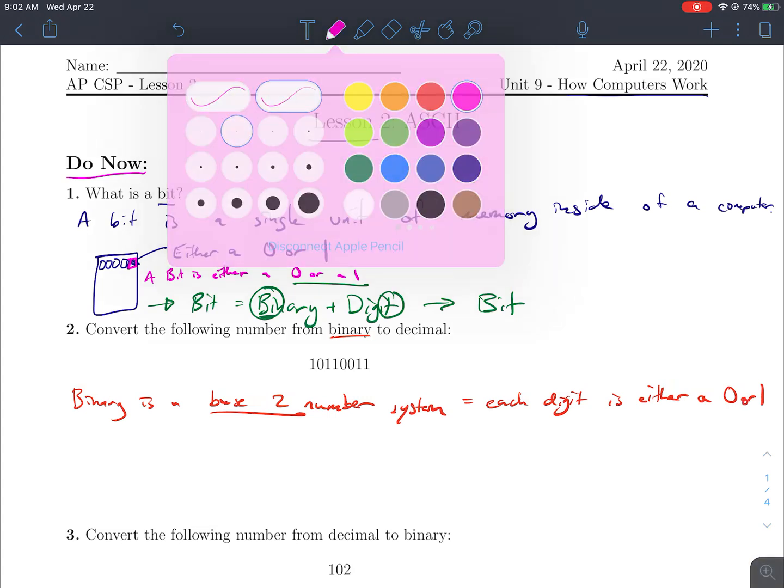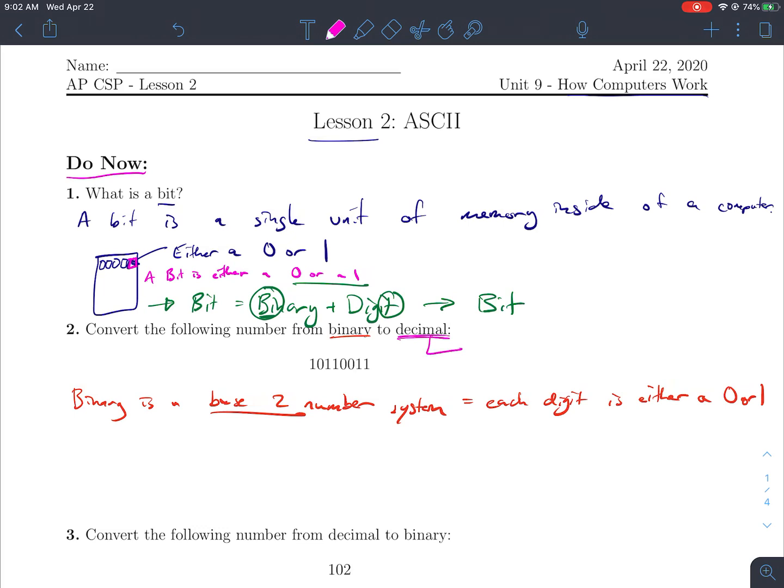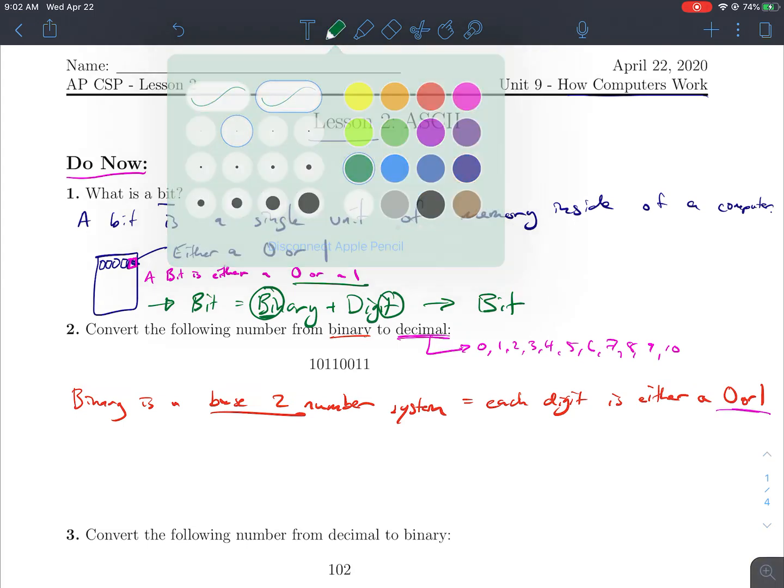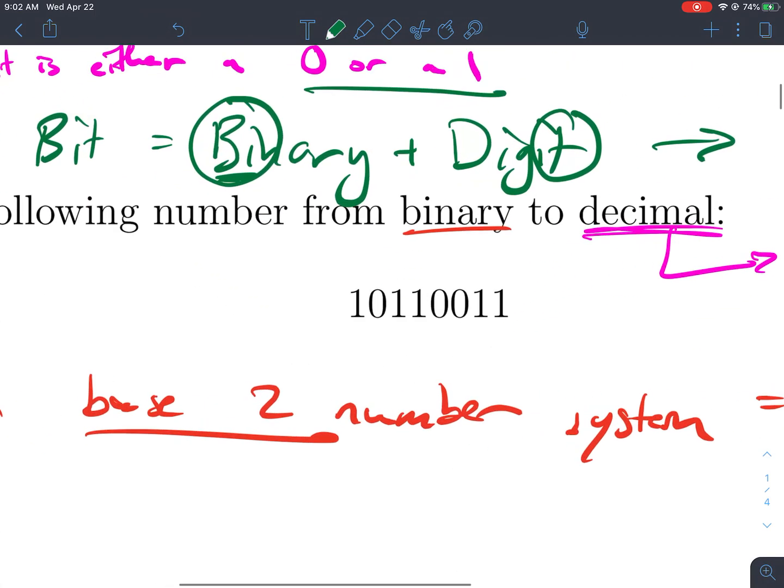Unlike decimal, you have 10 choices for each digit. You have 0, 1, 2, 3, 4, 5, 6, 7, 8, 9, and then you run out of digits, right? So you have to go on to two places with 1, 0, which is 10. Here we only have the symbols 0 and 1. All right, so getting back to binary, let's convert this binary number.